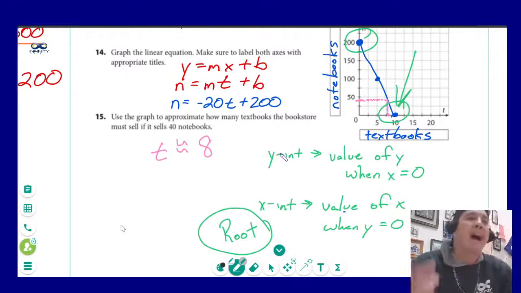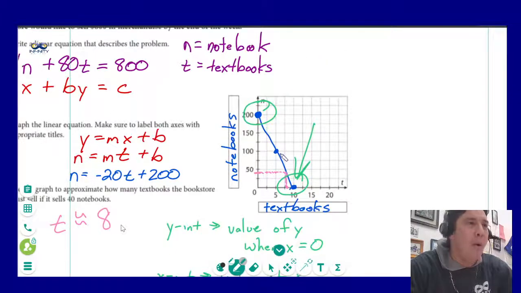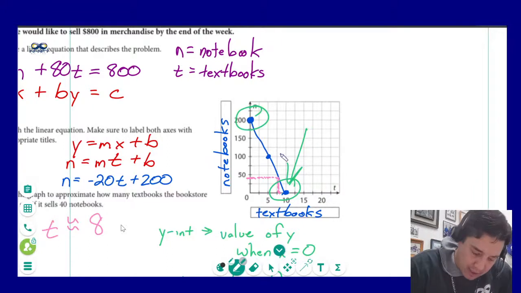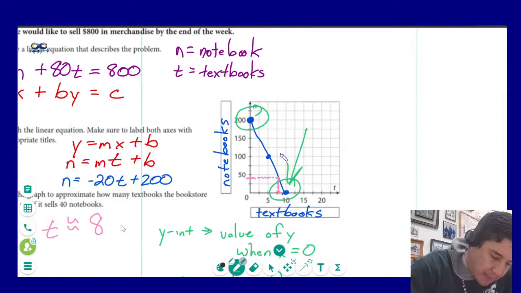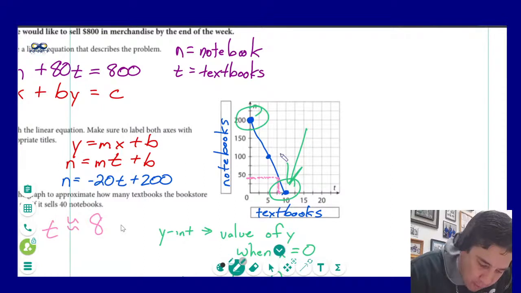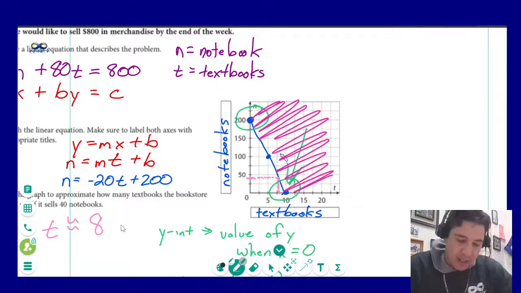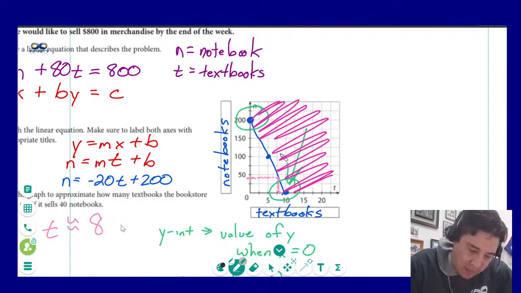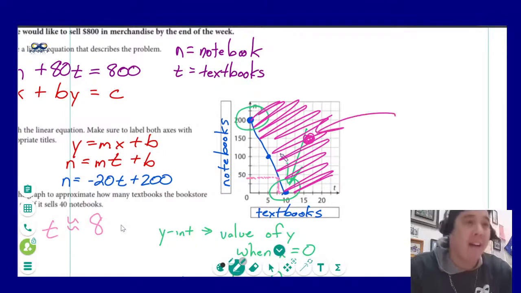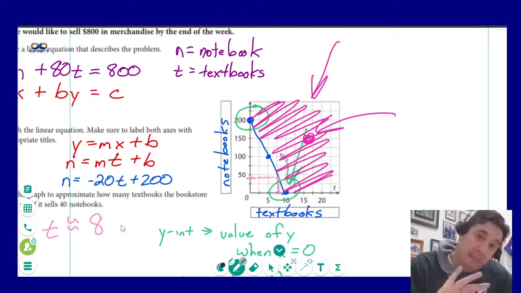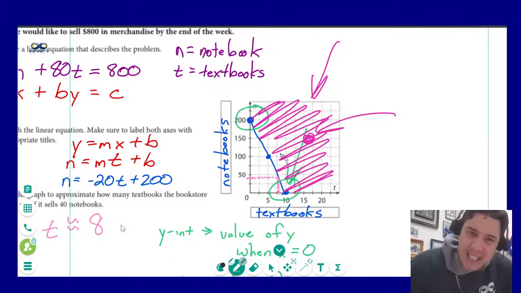All right? And the last thing I'm going to say is if this was an inequality and I had said, oh, I want to make at least $800, then all I would have done is shaded everything over here. Because if I sold 15 textbooks and 150 notebooks, I'd be right there, and that would qualify. I would have made over $800. So the inequality is just more relative to real life. The only difference is I would shade the greater than portion of the graph. What do you guys think? It's not that bad, right?